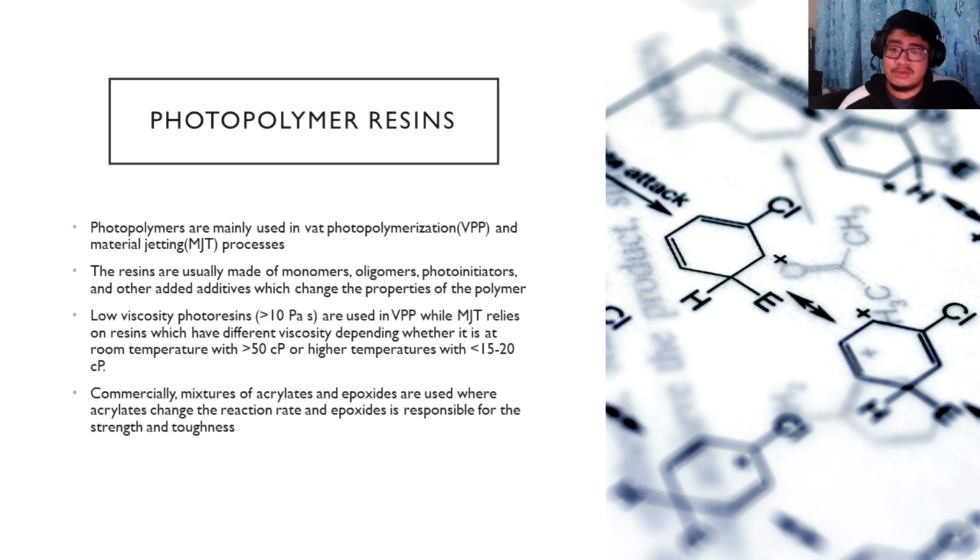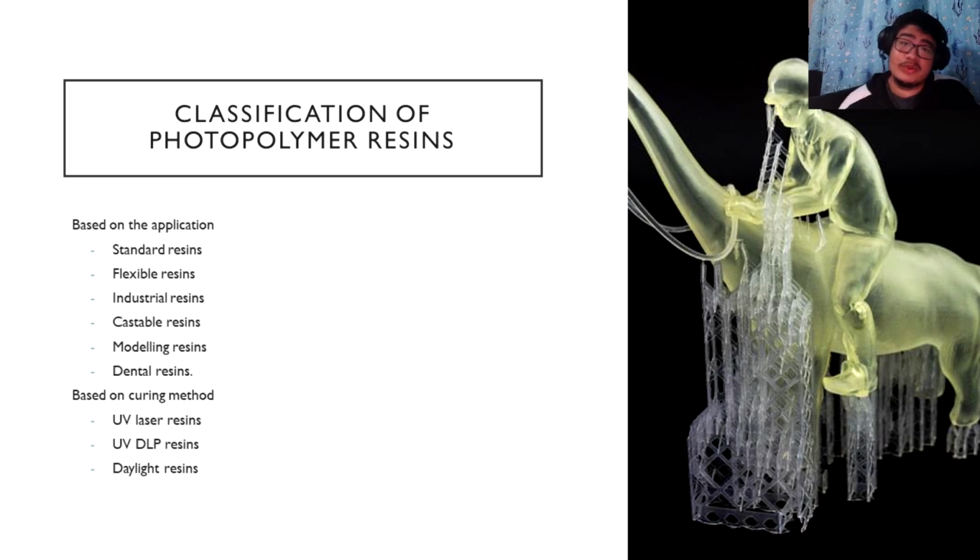Commercially, for photopolymer resins, there are mixtures of acrylics and epoxides, where acrylics change the reaction rate of the photoresin and epoxides are responsible for the strength and toughness of the polymer. Photopolymer resins can be classified based on their application and how they are cured. For application, they can be called standard, flexible, industrial, castable, modeling, and dental resins. Based on the curing method, the resins are cured using UV laser, UV DLP, and daylight resins.